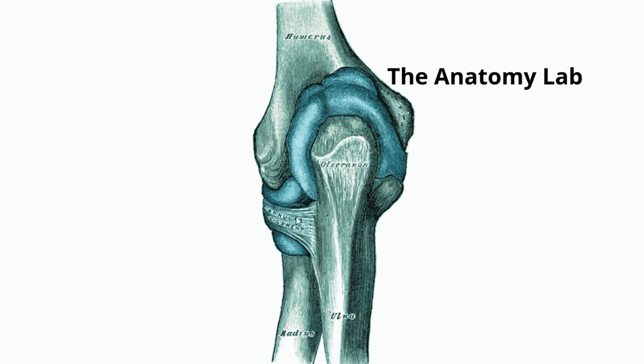So what this does is it stabilizes the joint, and it allows the radius to rotate against the radial notch on the ulna, and also on the capitulum on the humerus.